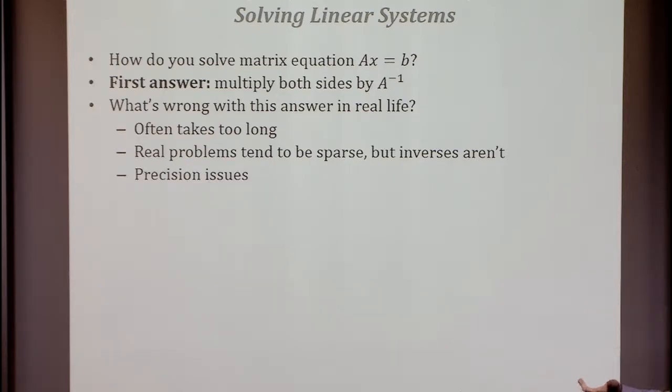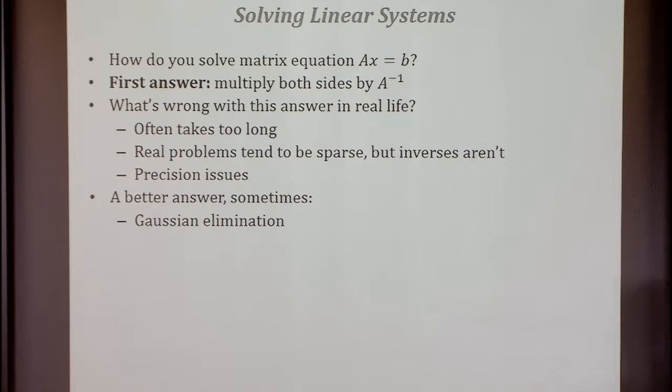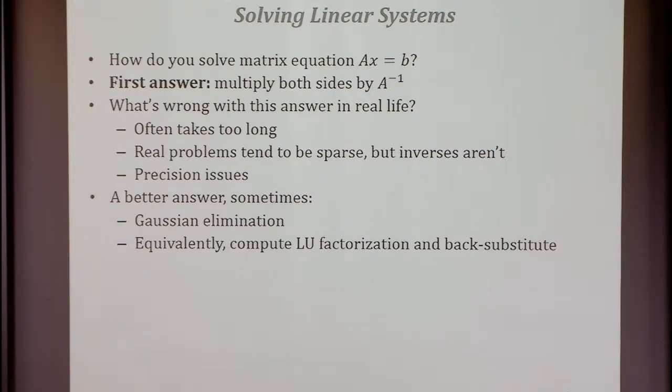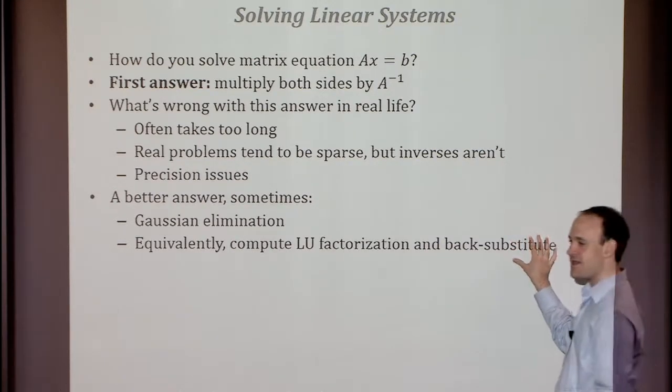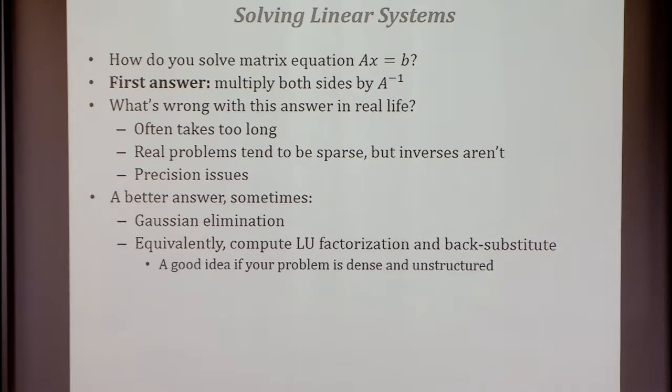Also, there are these precision issues that I'm acknowledging exist and then ignoring. A better answer sometimes is, I guess, Gaussian elimination, which is the right way to multiply by A inverse. Or maybe I should have said equivalently, computing the LU factorization and back substituting. These are not abstractly always bad ideas, right? They're good if you have an unstructured problem that's dense. If I give you a dense matrix that you want to solve a linear system with, and you know nothing about it, that's actually not a terrible thing to do.